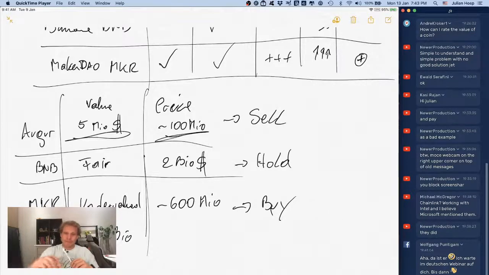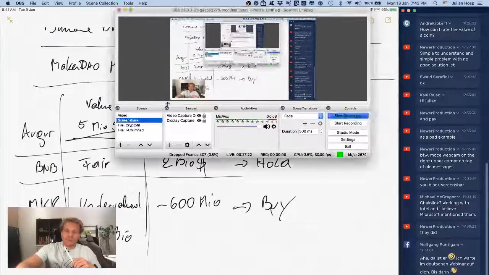So, yeah. With this, I hope that kind of gives you an idea on how I approach valuations of coins. Trying to be as neutral as possible when it comes to that. Yeah, and you need to come up with your own algorithms, so that would be very interesting.